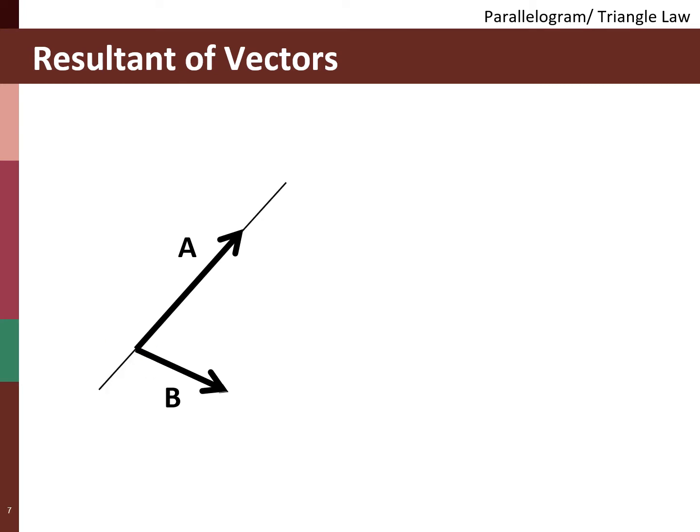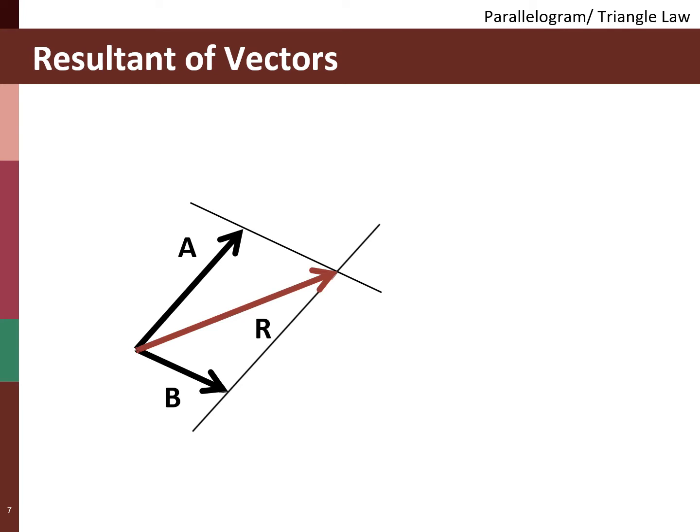Using the parallelogram law, we draw a line that is parallel to A, passing through the tip of B, and a line that is parallel to B, passing through the tip of A. We get the resultant by drawing the diagonal of the parallelogram, passing through the tail of the two vectors. To compute the magnitude and direction of the resultant, we consider half of the parallelogram, which is a triangle.